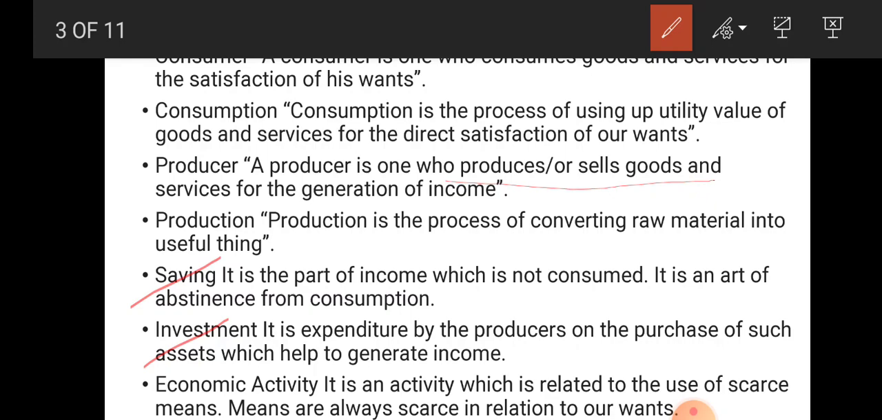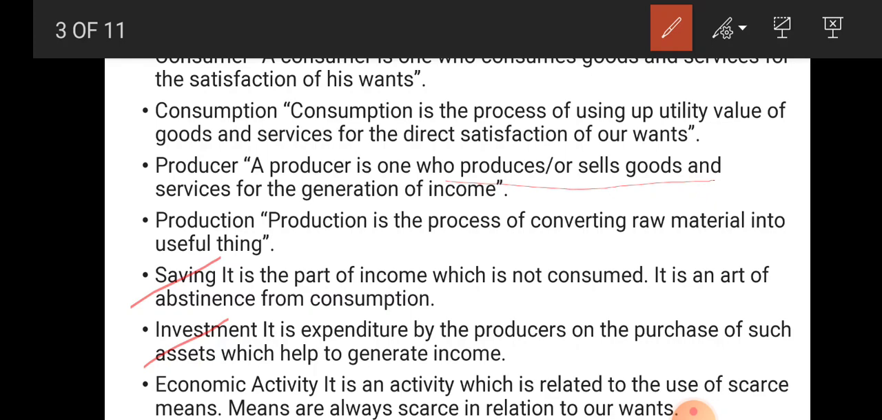To generate income, we need to invest the capital. We need to invest the human resource. We need to invest our effort. We need to invest our knowledge, skill, etc. So, all these are encompassed in the concept of economic activity. So, economic activity is an activity which is related to the use of scarce means. Means are always scarce in relation to our wants.